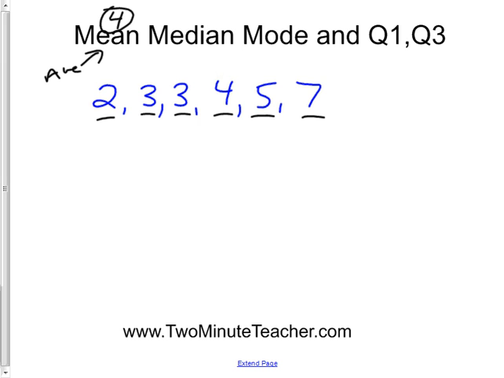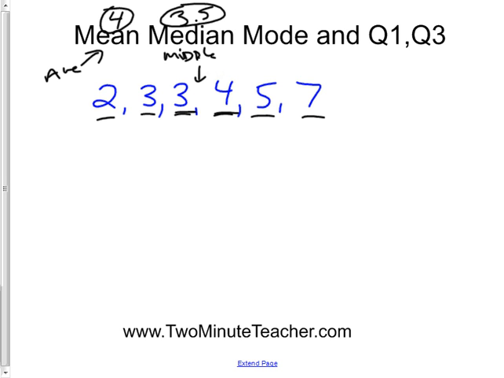Now, the median is the middle one. How do I decide which one's the middle if there is no middle? If I count them, the middle would be right in between these two. So the middle, the median, is 3.5. It's halfway between these two numbers. Technically, it's averaging those two numbers. So find the middle two, and if there isn't one that's exactly in the middle, take those middle two and average them. So in this case, median is 3.5.